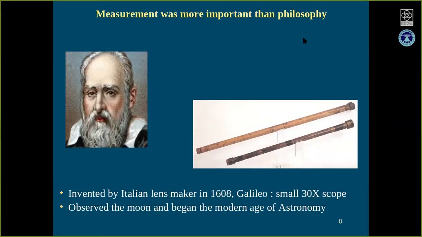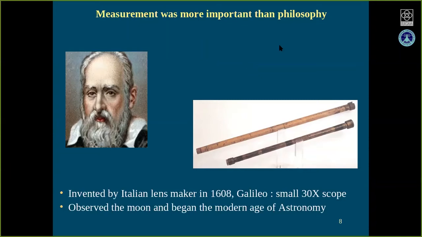If you look at your history, in old times, there was no concept of scientists. All of them were basically philosophers. They had different philosophies, and most of them were very conservative in nature. They always believed only their own philosophy. So to know the truth at that time, measurements were more important than philosophy.